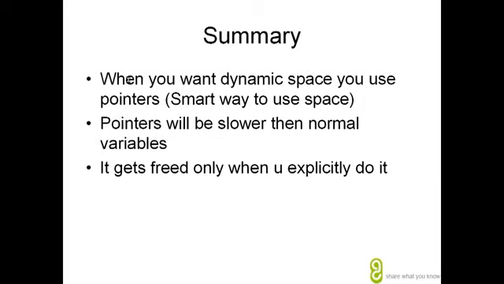When you want dynamic space, the smartest way is to use pointers, whereas if you know the size is going to be fixed, go for arrays. Pointers are always slower than normal variables because there is an amount of dereferencing happening: converting an address into variable memory, then going and touching the memory and getting it. That's why it's slow. Most people may not know or may disagree with this, but that's a fact.